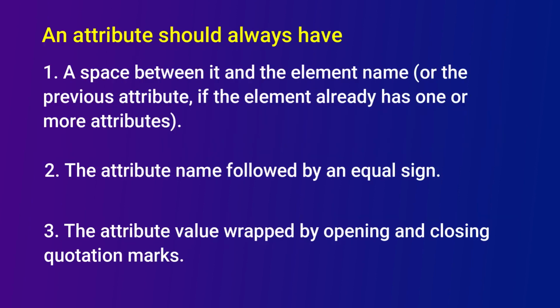An attribute should always have the following. So first is a space between it and the element name or the previous attribute if the element already has one or more attributes. So pwede gyapon na siya pwede na maka-add og daghanan mga attributes ana. And then the second one is the attribute name followed by an equal sign. So mataging niya. For example, like maingon ko class is equal ni pangan sa imong class. Ana, ingana ra. And then number 3 is the attribute value wrapped by opening and closing quotation marks.